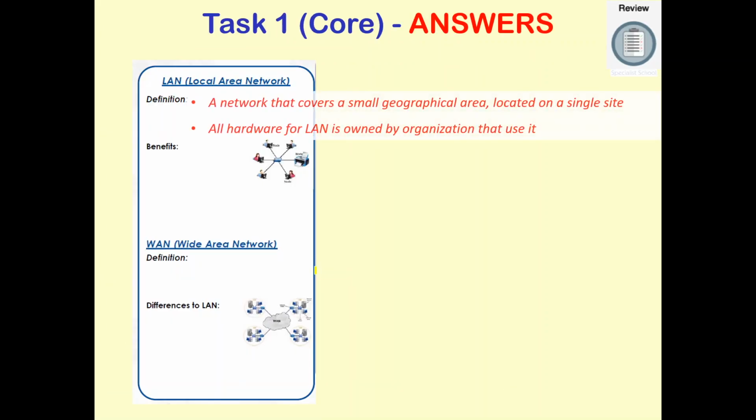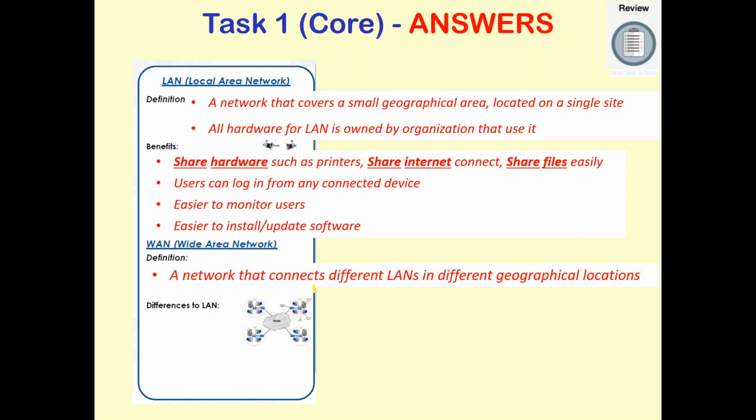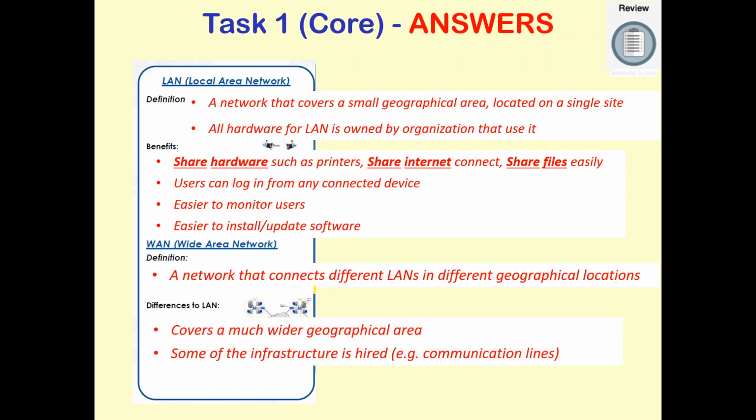Okay, so checking your answers, you should have this. LAN, a network that covers a small geographic area on a single site. All the LAN hardware is owned. You can share hardware, you can share internet connection, and you can share files. Those are the 3 easiest things to remember, the 3 benefits. You can also log in from any devices, monitor users, and easy to install software. A WAN, a network that connects different LANs in different geographical locations, and it's over a much wider geographical area, and some of the infrastructure is hired. Check your answers and improve if needed.